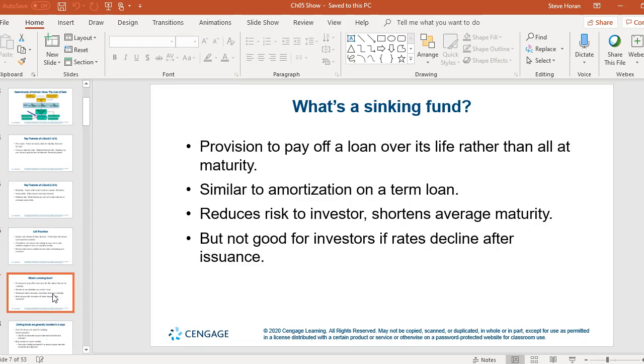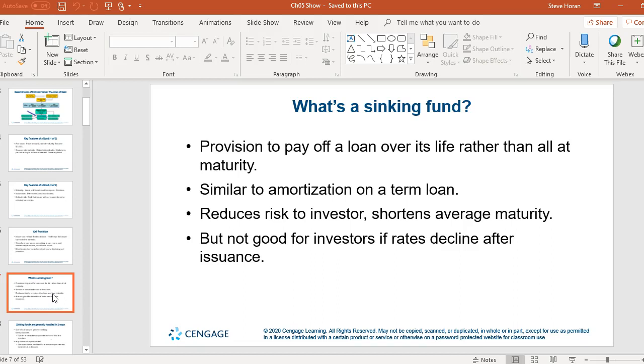A sinking fund is a provision that a bond issuer would put into place to set money aside in some organized fashion to pay off the bond. So keep in mind that quite often these bonds have a 30-year maturity. So if I'm a corporation and I sell you bonds today, the risk is, will I be around 30 years from now to pay you back, right?